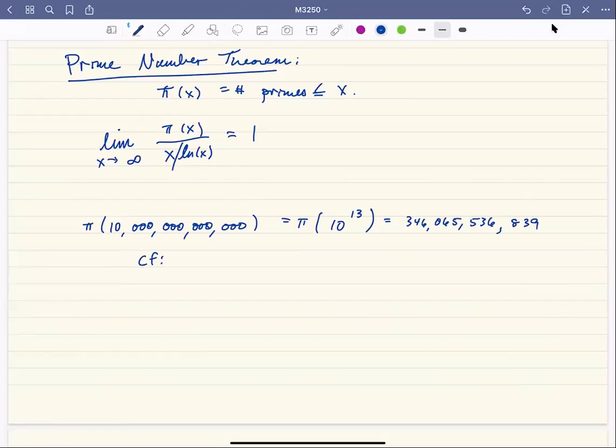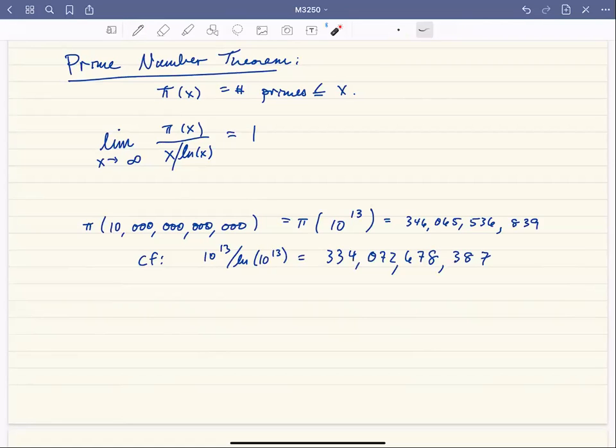Then compare that to 10 trillion divided by the natural log, so 10 to the 13 divided by the natural log of 10 to the 13. That gives you 334 billion, 72 million, 678,387. Okay, so not exactly the right amount, but this is pretty close.